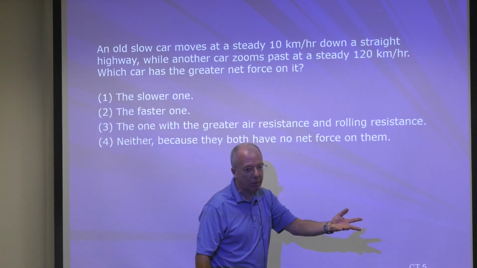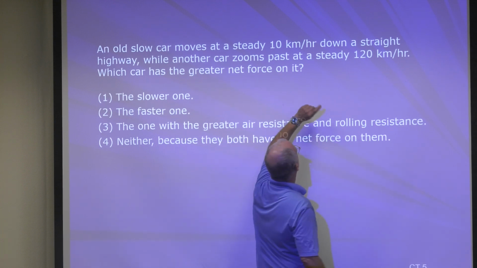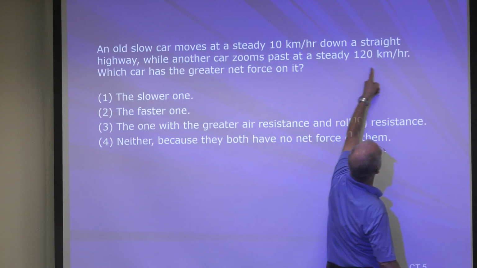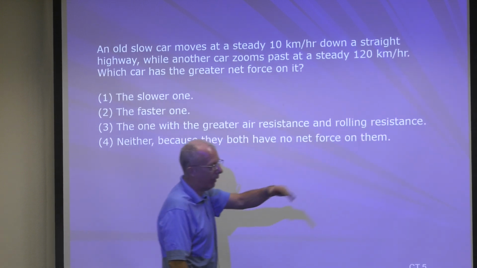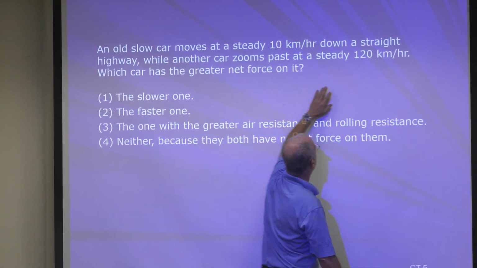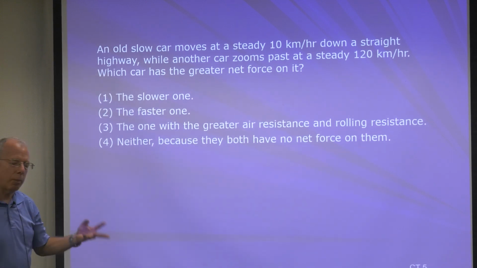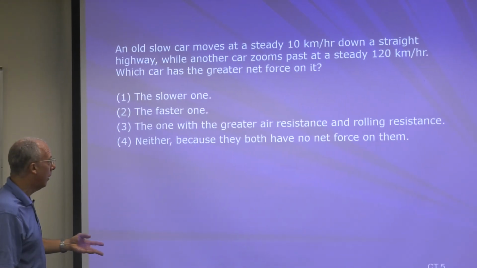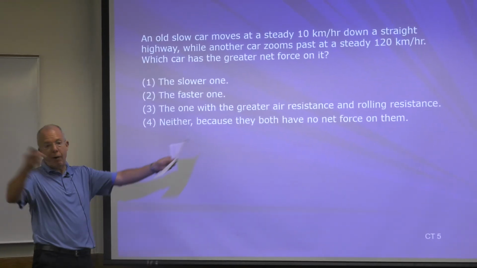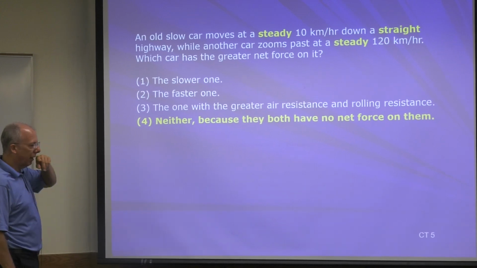I mean, they're trying to fake you, right? They're trying to trick you, right? Now another car zooms past at a steady speed, and you're assuming it's a straight highway, right? So if this is a steady velocity, again, steady speed, and we're assuming straight, that means acceleration is 0. So for both cars, the acceleration is 0. If the acceleration is 0, what's the net force? 0.